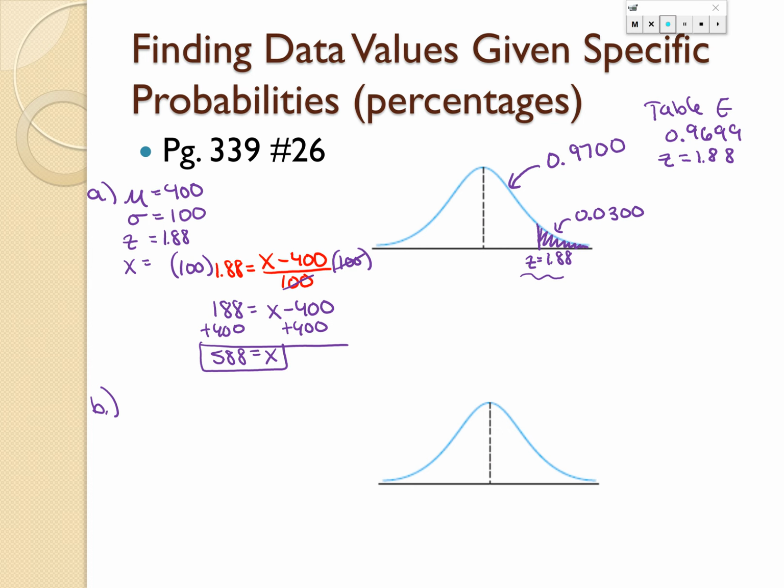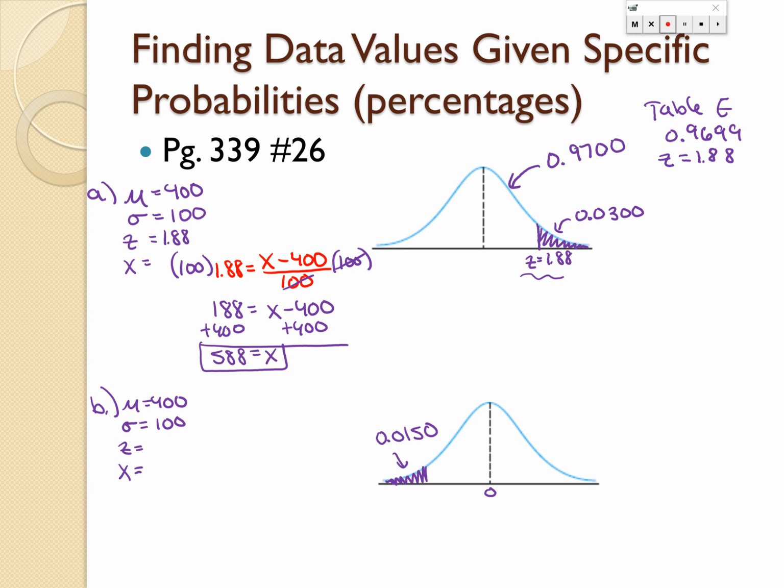So let's write down again the information that we know right away. The mean hasn't changed. Standard deviation hasn't changed. We don't know z, and we don't know our score, so we don't know the x. What we do know, though, is we're looking at the bottom 1.5%. So the bottom is going to be over here in this left tail. This area, 1.5%, will be 0.015.